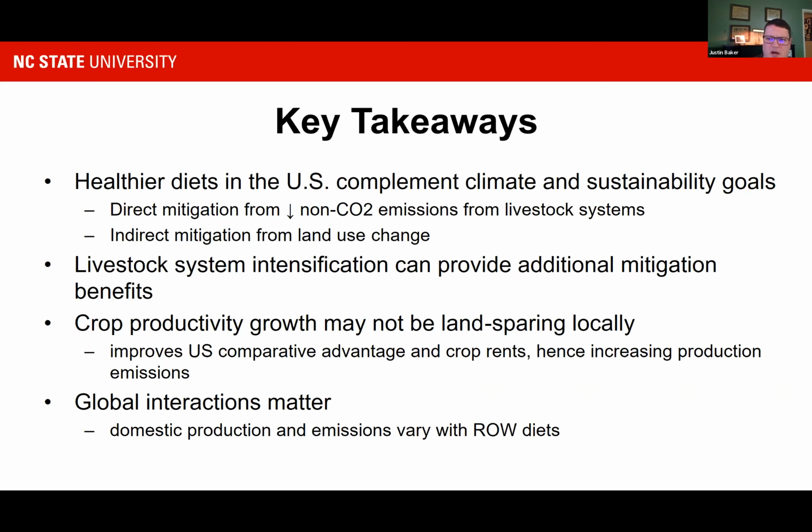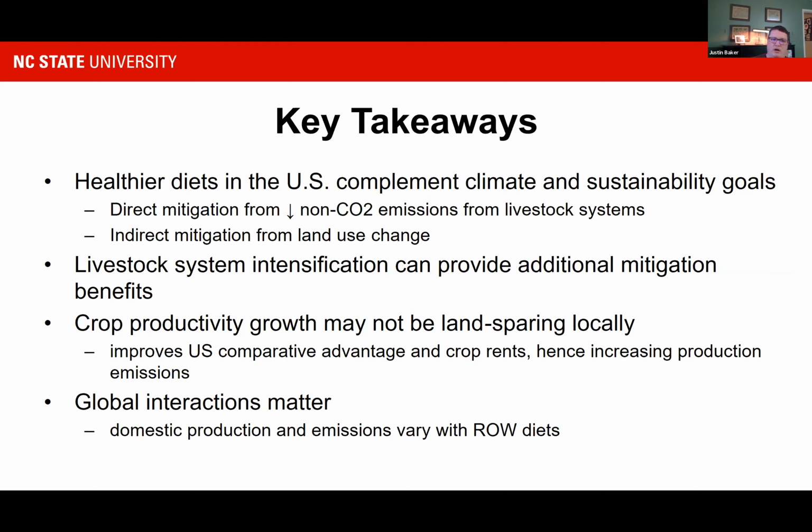But the other thing that we see in particular when we look at these scenarios with high livestock system productivity or livestock intensification is that we get a lot of indirect mitigation from land use change, right? So we're able to really free up additional land for carbon sequestration or for other sustainability-oriented goals like biodiversity protection. In fact, the indirect mitigation that we receive when we have healthier diets coupled with high livestock productivity outweighs the direct mitigation benefits that we see from livestock systems.